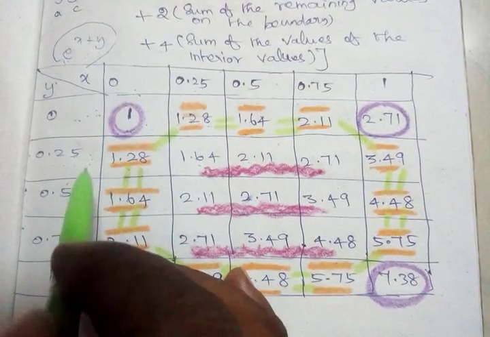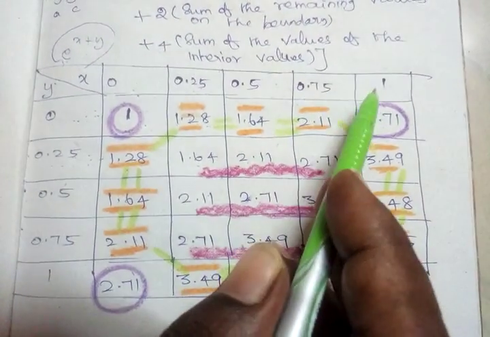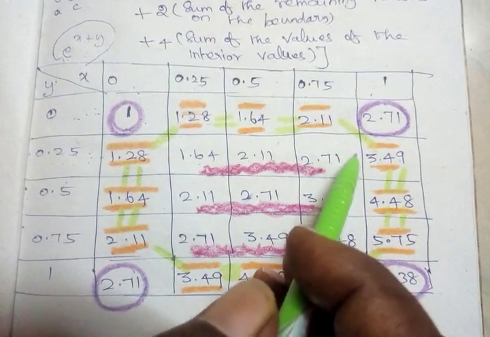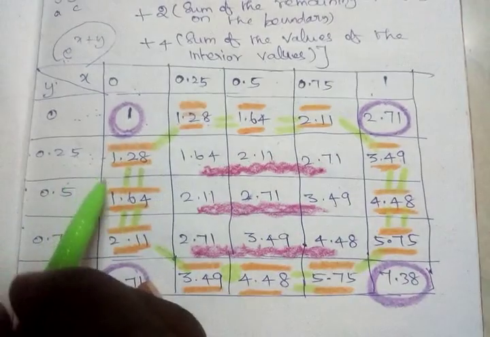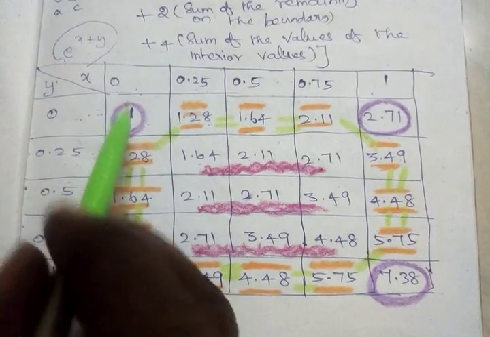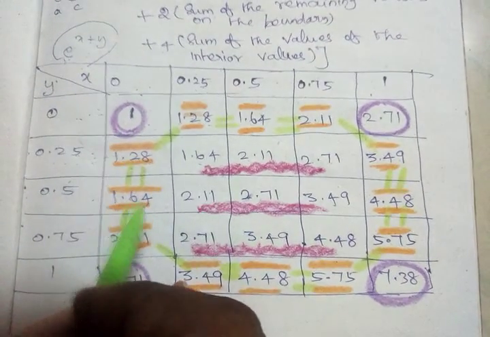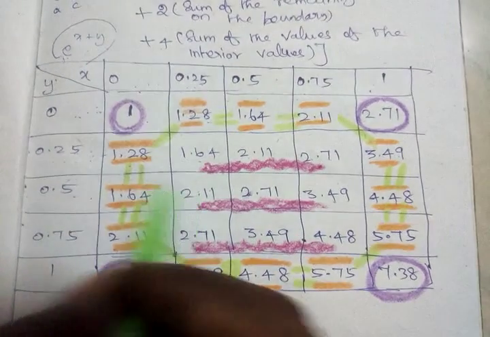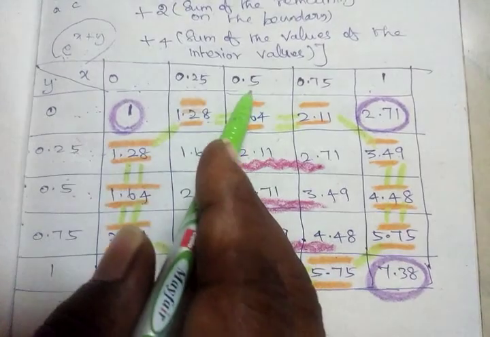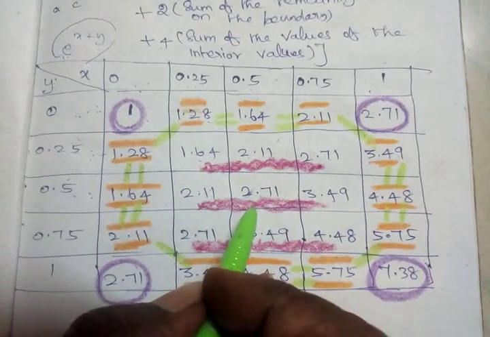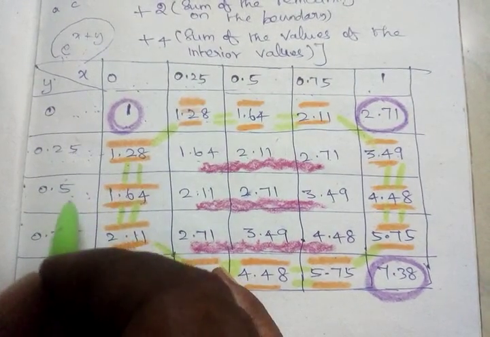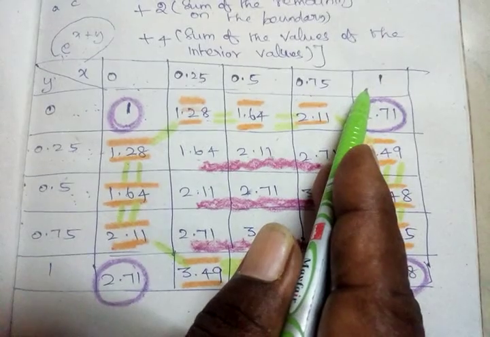And then 0.25 plus 1, so e power 1.25. So the answer is 3.49. So similarly 0.5 plus 0, so the answer is this. 0.5 plus 0.75, this is the answer. 0.5, 0.5, so this is the answer 2.71. 0.5, 0.75, so this is the answer. And 0.5, 1, so here e power 1.5.